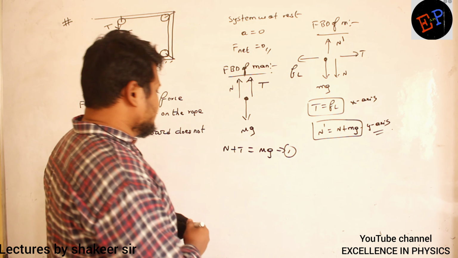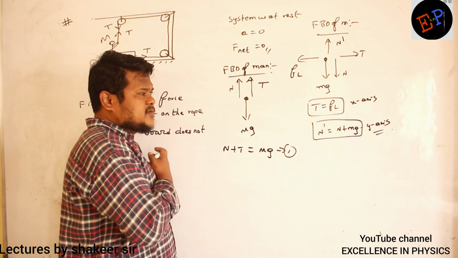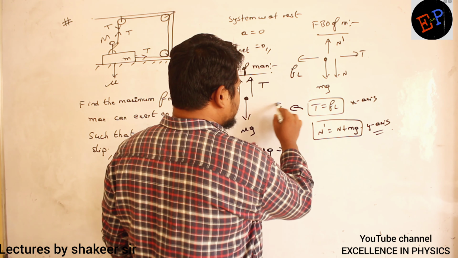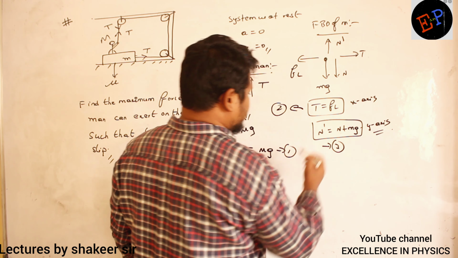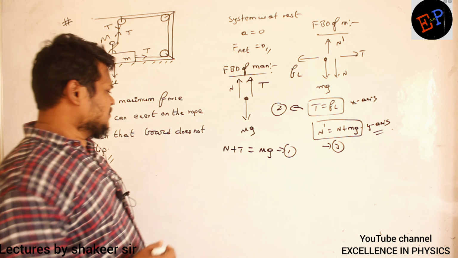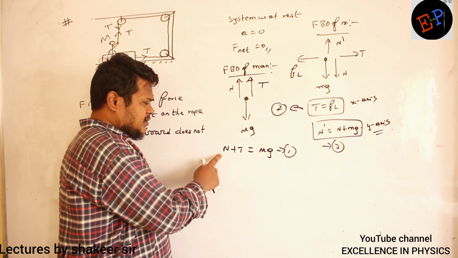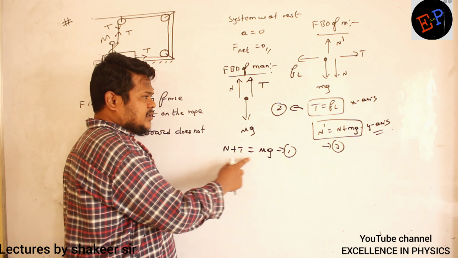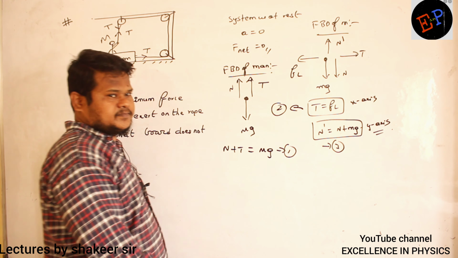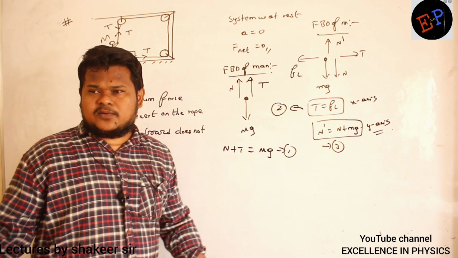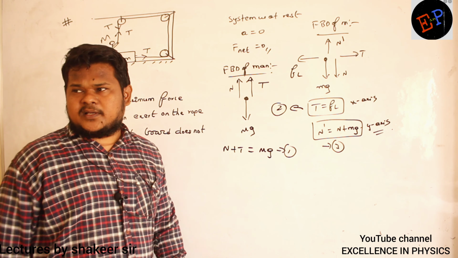Okay. See here, three equations we have derived now. This is the second equation and this is the third equation. So how many unknown quantities do I have? N is an unknown quantity. T is also an unknown quantity. N dash is also an unknown quantity. Three unknown quantities are there, three equations are there. Definitely I can do the problem now.